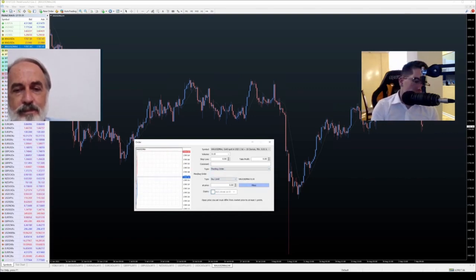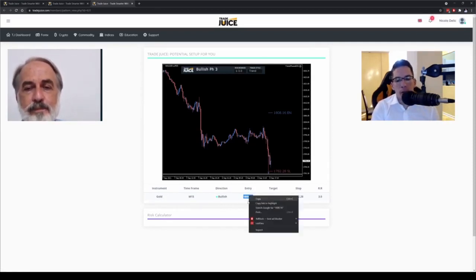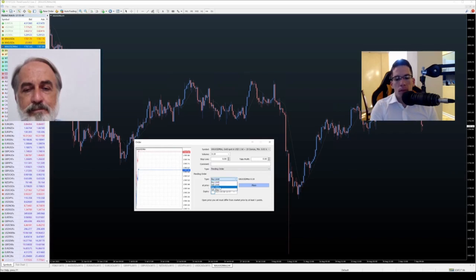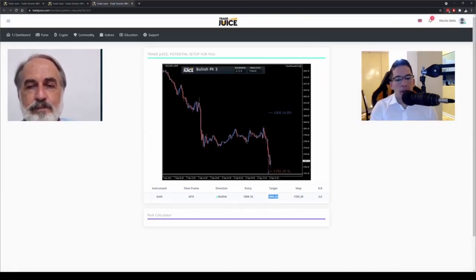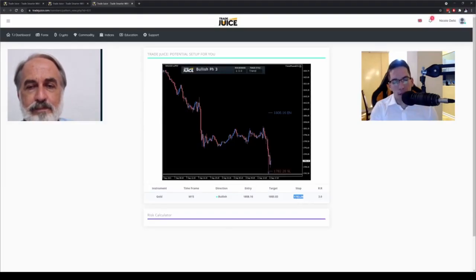Let's get back to this part. It's a bullish trade, so we want to buy. So it's a buy stop. We just need to copy the entry price. After that, we are just going to copy the target price. Copying it to take profit, and finally the stop loss.